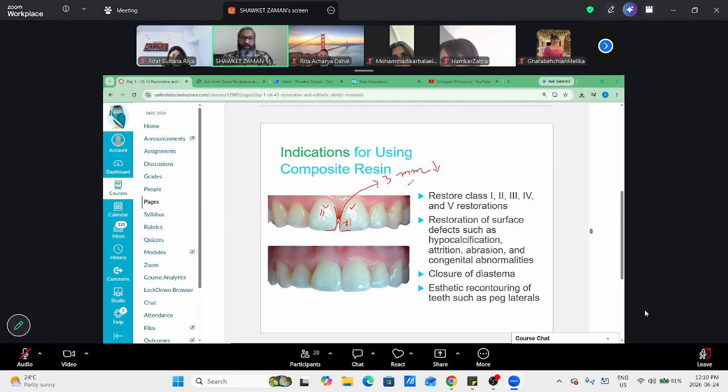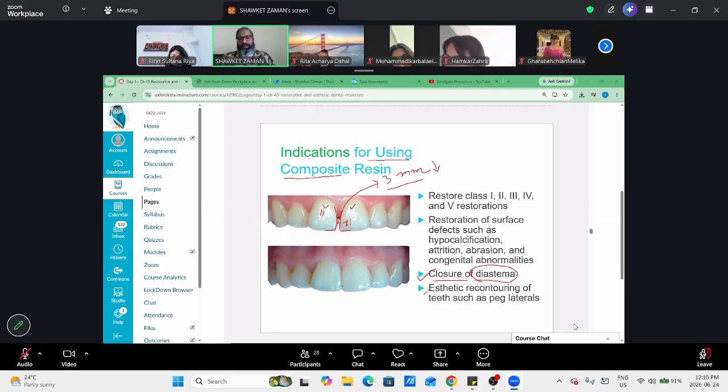If it is 3 millimeter or above, you will see sometimes some patients, their maxillary central incisors have a spacing like that. That is known as diastema. So if the patient comes like that, we can close this space like this. This closure of the diastema can be possible with the help of composite filling materials. That is another use of the composite filling materials.